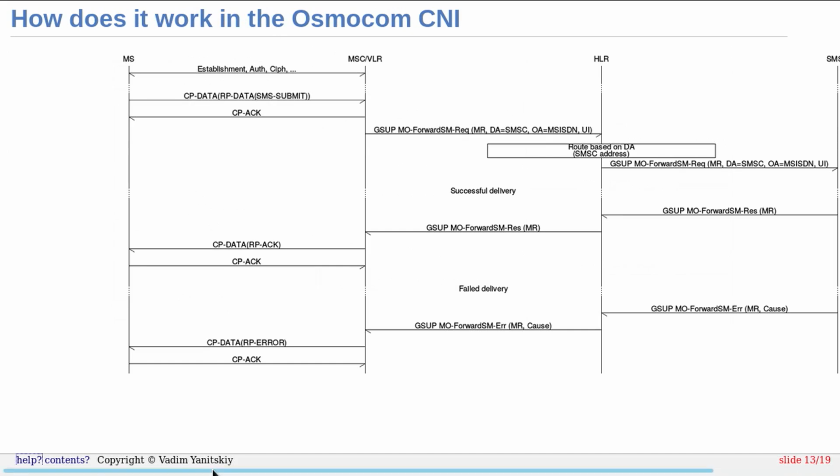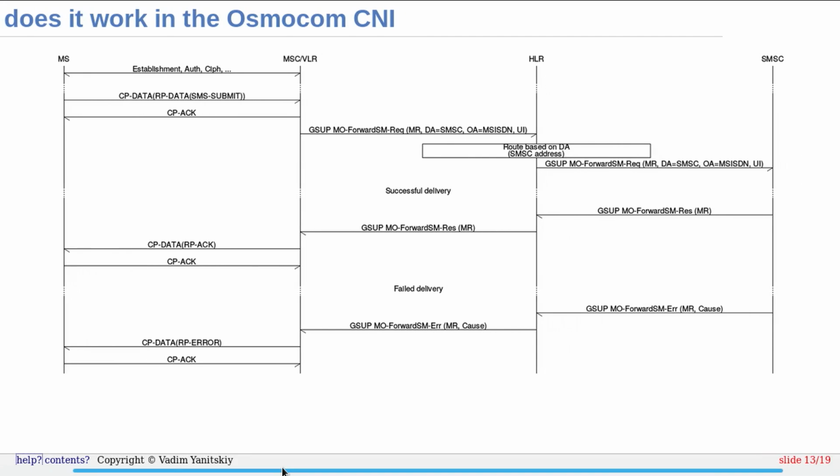So that's how it looks, or probably. So the first part is the same. The mobile station establishes some SDCCH channel, for example, and sends RP data with SMS submit. The network forwards it directly to the HLR using mobile originated forward short message request.